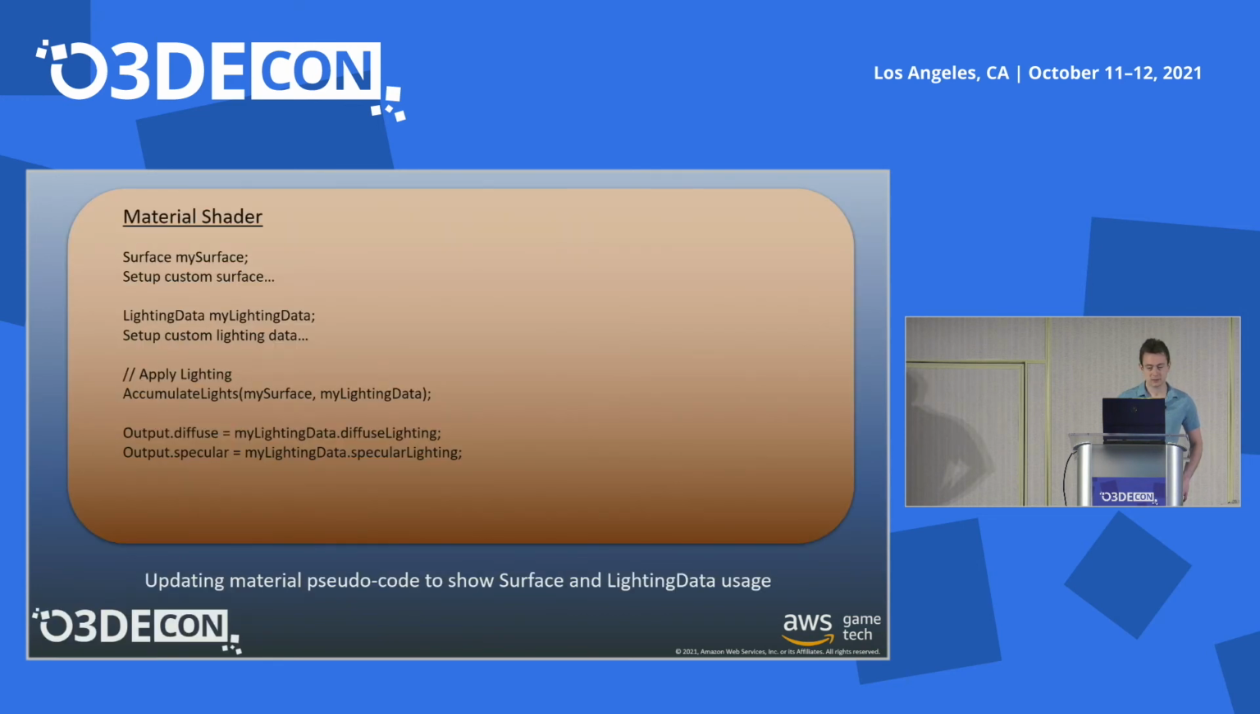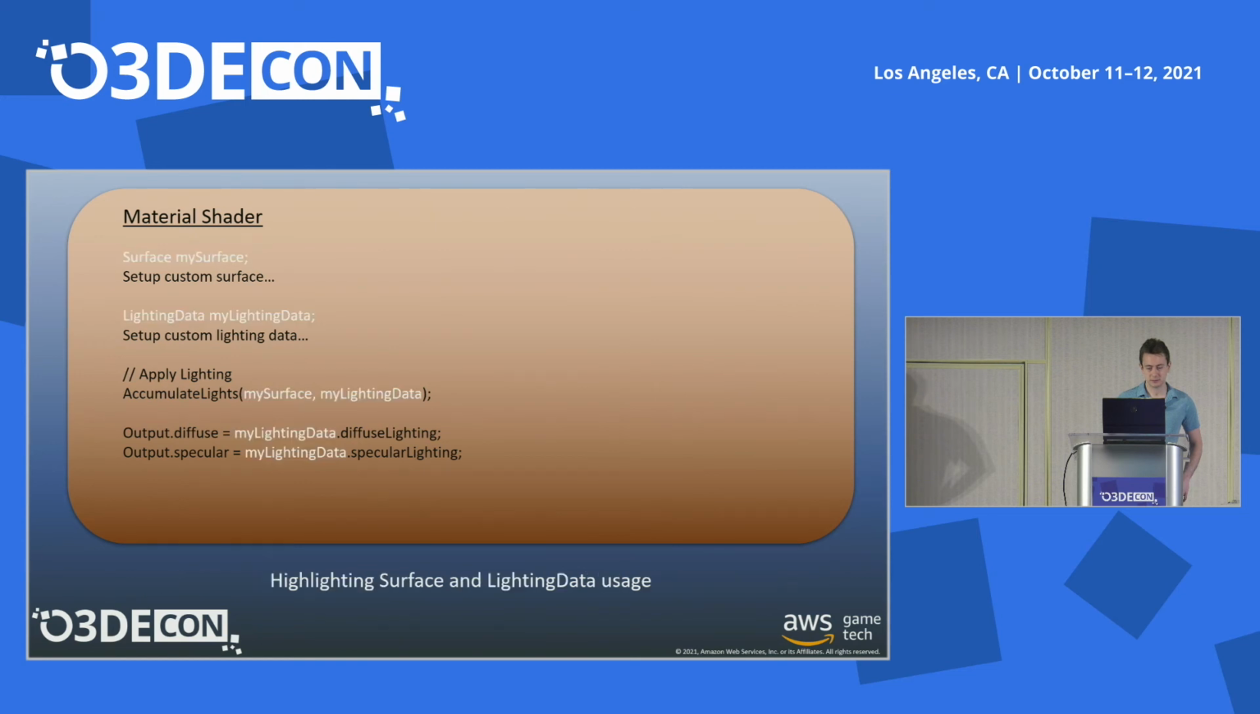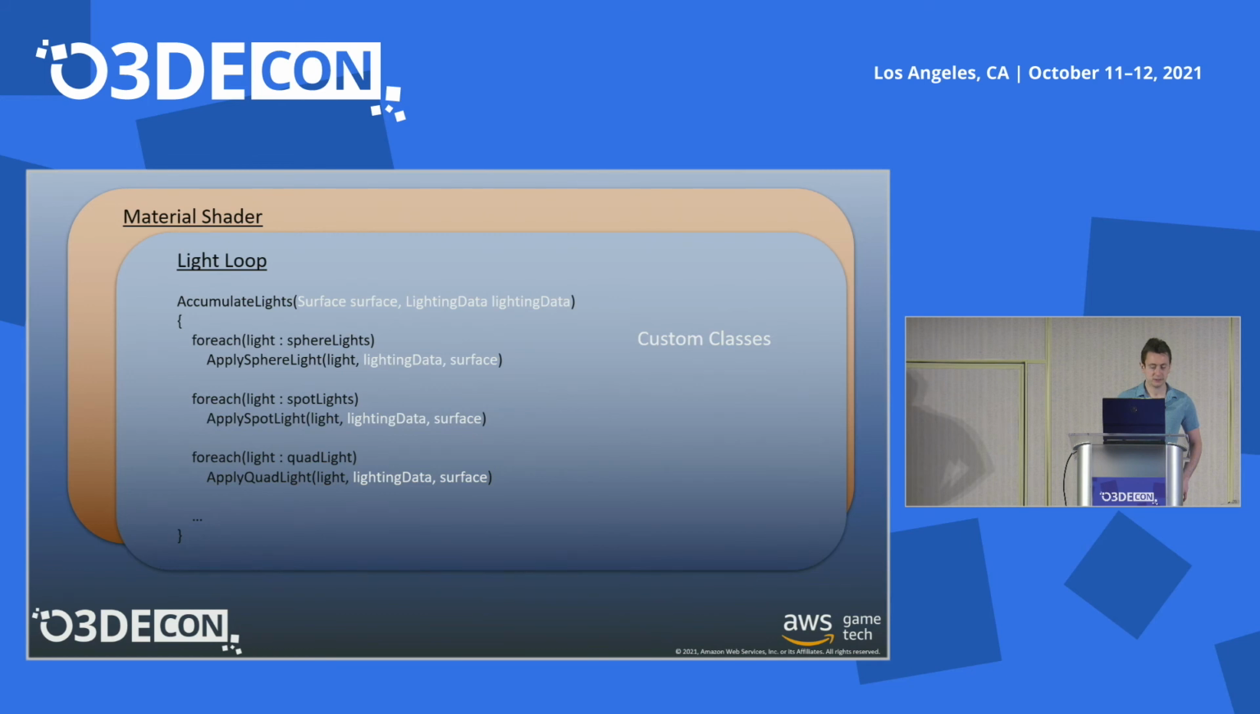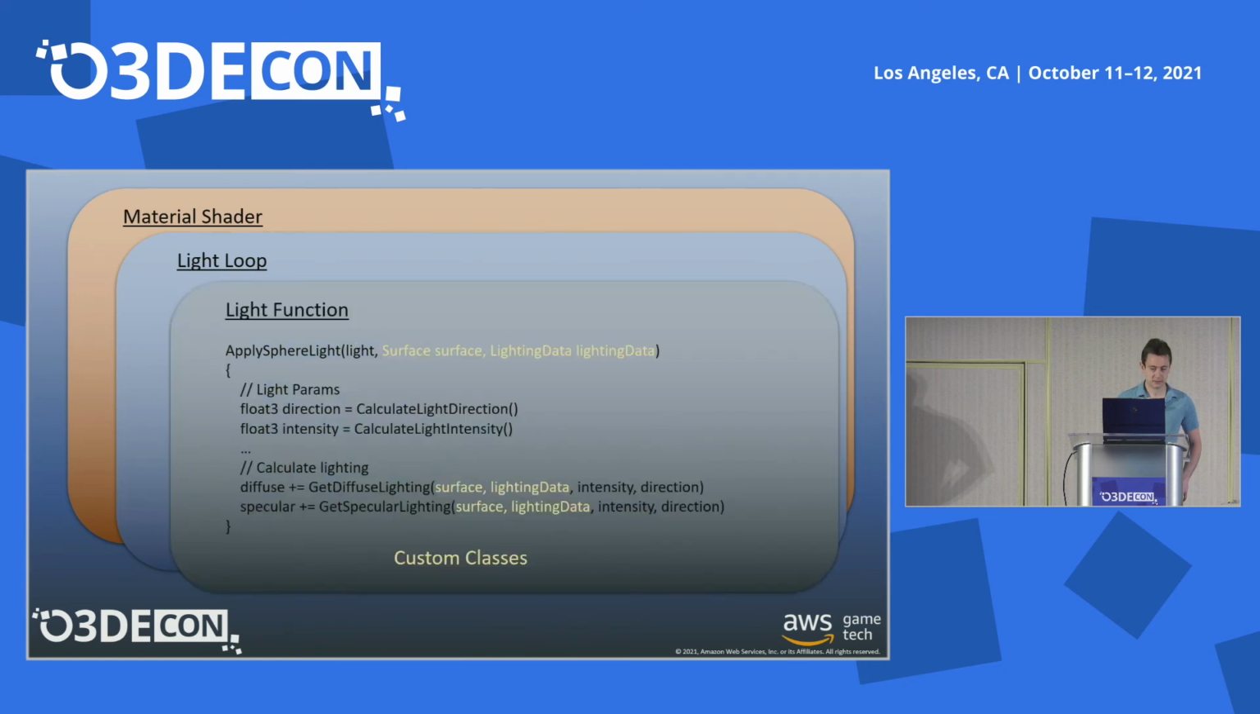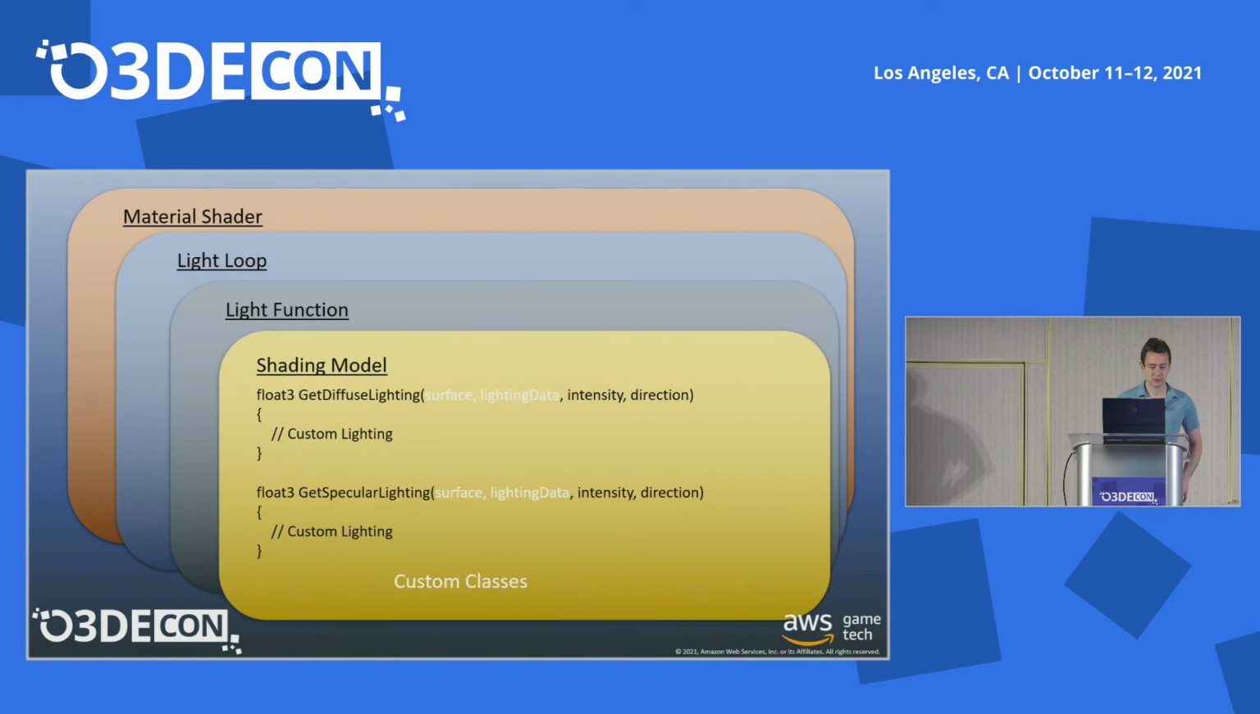So now if we go back to our material shader with the updated view, we have our custom classes that we define here. We set them up, and then we pass them on to accumulate lights. If we now dive deeper into the light loop, we have our accumulate lights function that takes these two structures. They are then passed through into the lighting function, same custom classes, all the way down to the shading model. And so these get diffuse and get specular lighting functions now take in your custom classes, and you can do whatever custom logic you want with the extra parameters that you added inside.